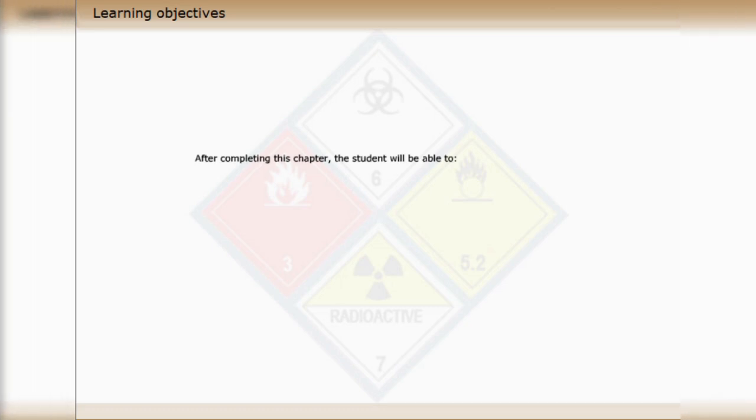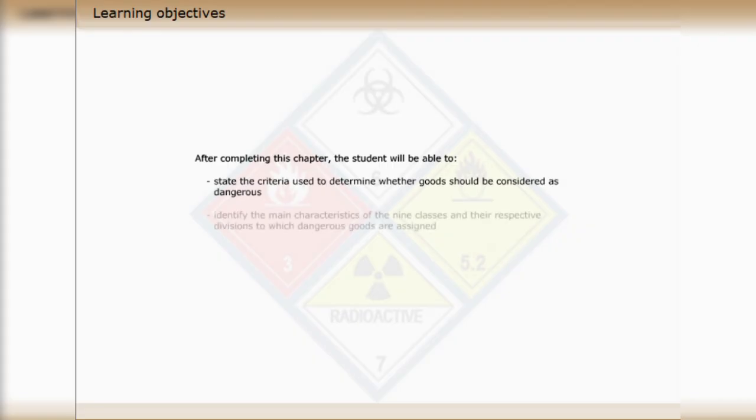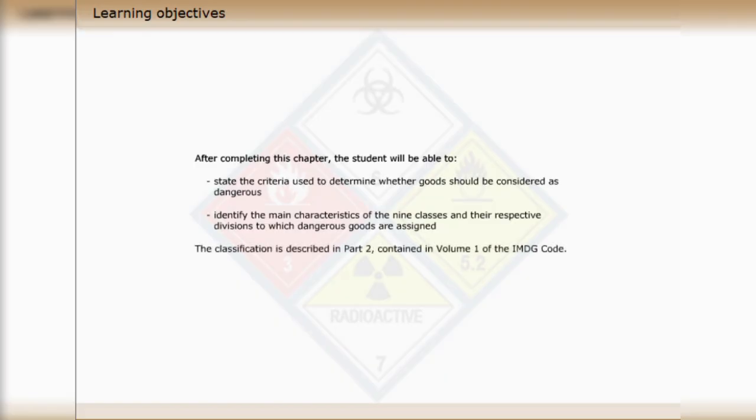Chapter, the student will be able to state the criteria used to determine whether goods should be considered as dangerous, and identify the main characteristics of the 9 classes and their respective divisions to which dangerous goods are assigned. The classification is described in Part 2, contained in Volume 1 of the IMDG Code.